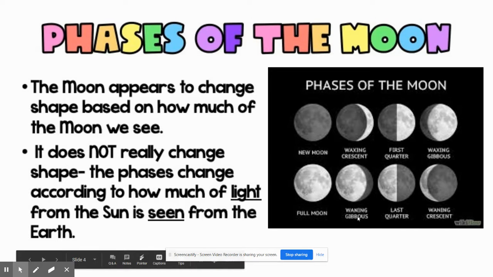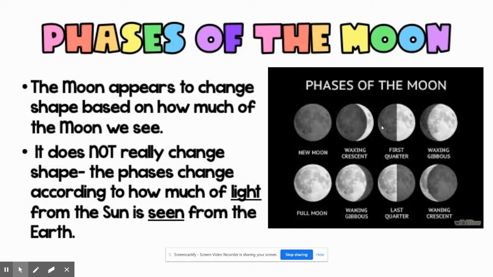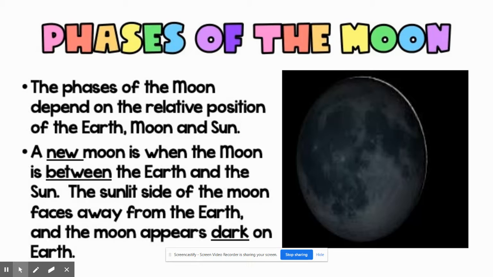So a waning gibbous, a gibbous moon again, is a 3/4 moon. Last quarter, you can see how it is flipped in half. The shadow has changed sides. And then a waning crescent. A crescent is just that tiny little sliver of light. So those are your 8 moon phases.